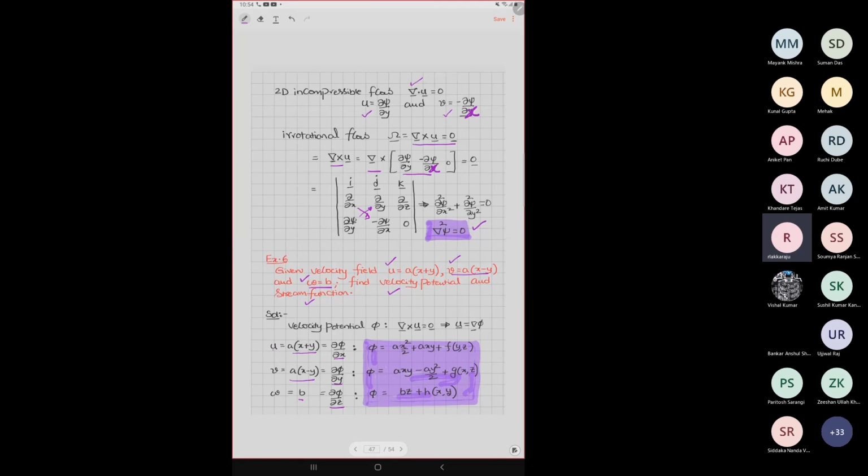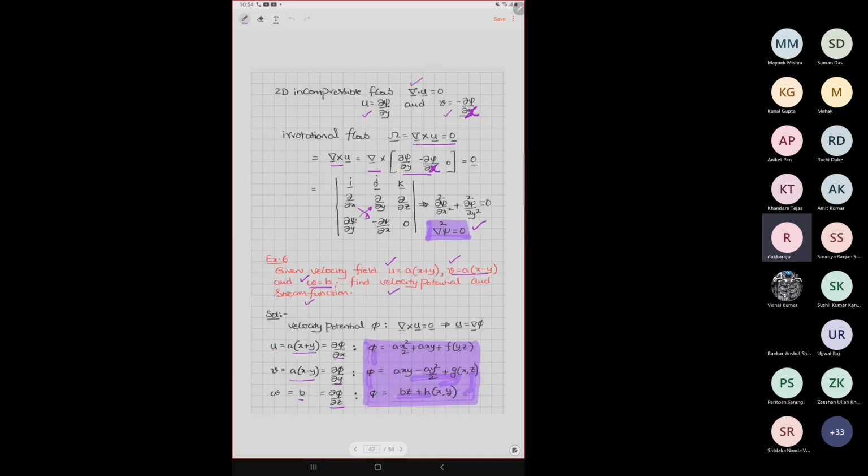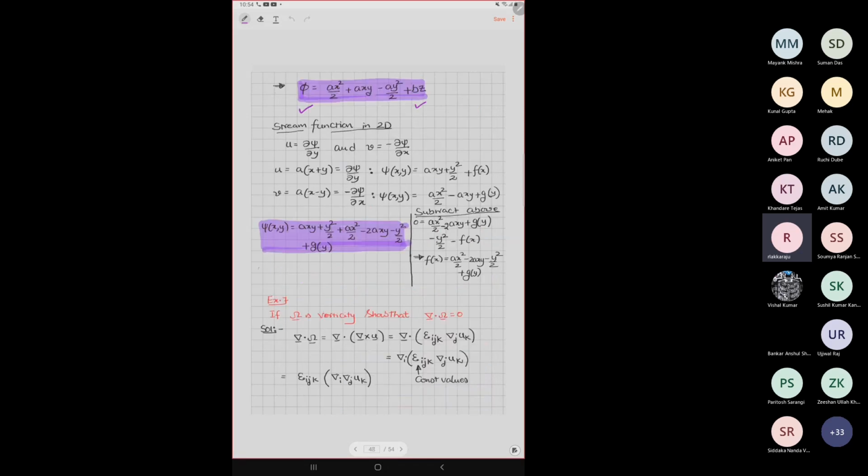In this, what are the things supposed to be common for each case? We have to pick phi is equal to ax square by 2 plus a of xy minus ay square by 2 plus bz, so that this condition holds, this condition holds, and this condition also holds. Because it should have yz components, xz components, and xy components. That means it can be ax square by 2 plus axy minus ay square by 2 plus bz plus any arbitrary constant. That works.